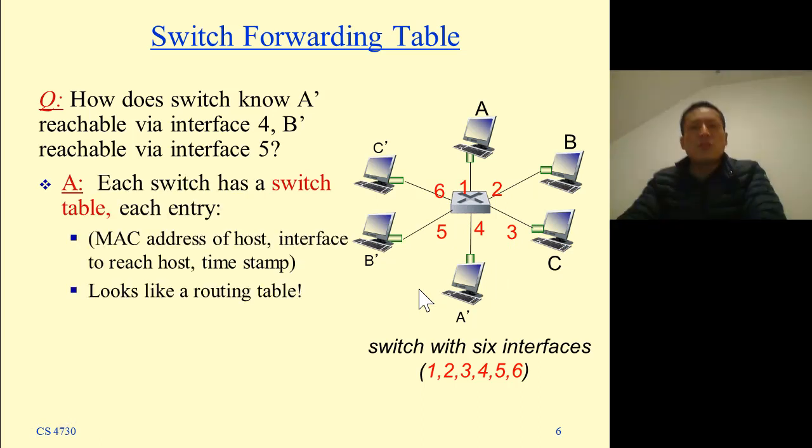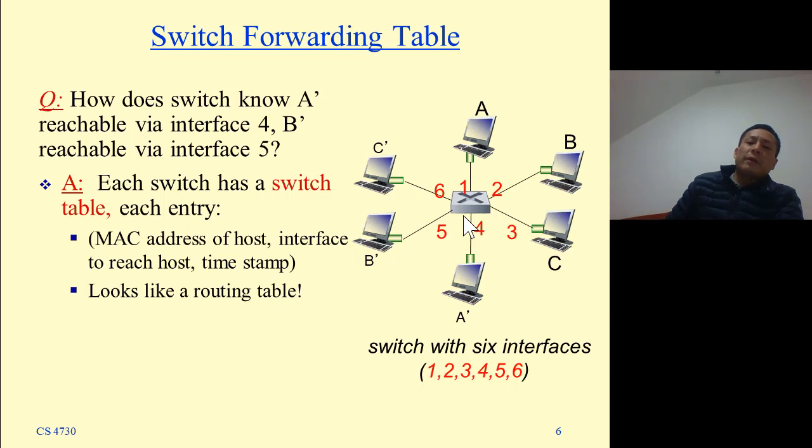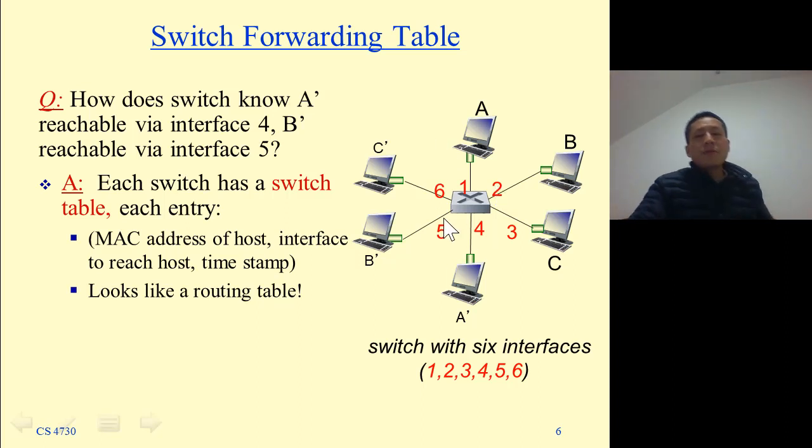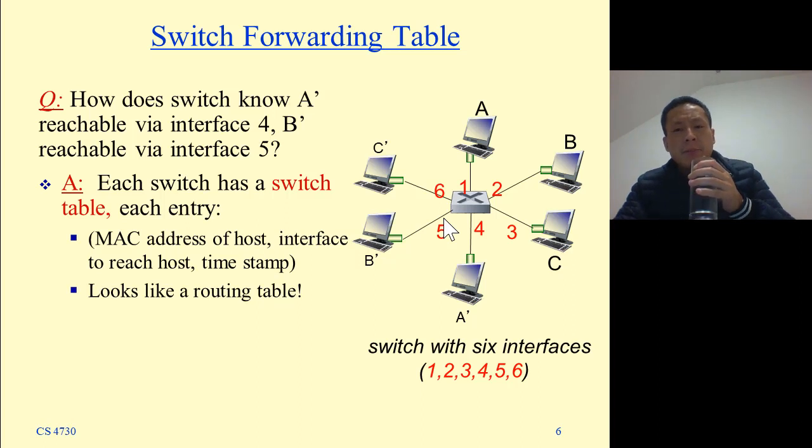The answer is that each switch maintains a switch table. The switch table is similar to the routing table. The difference is that the switch table is only for local usage. The routing table is for either local domain routing or interdomain routing, involving a lot of routers and different subnets. But the switch works only for the same subnet. So this table only works for hosts in the same subnet and in the same broadcast domain.